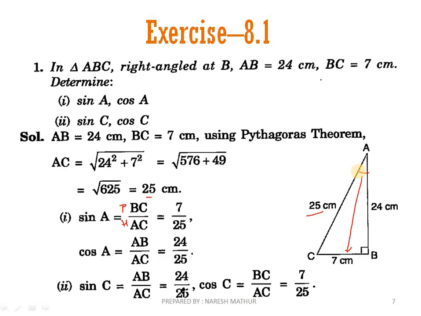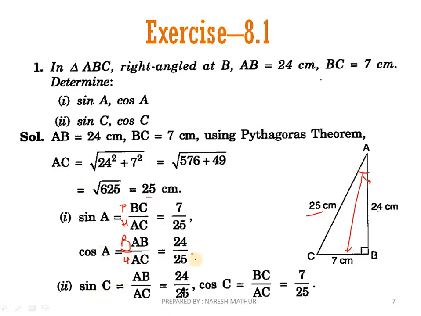Similarly for cos A. Cos A is what? B by H, base by hypotenuse. What should be the base? The side adjacent to the angle. We are talking about angle A, so it is the adjacent side, so the value will be 24 upon 25.